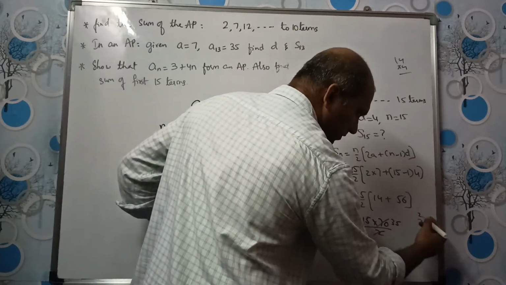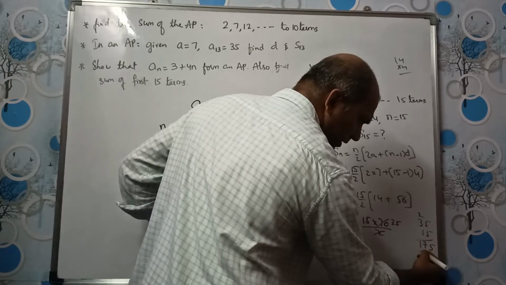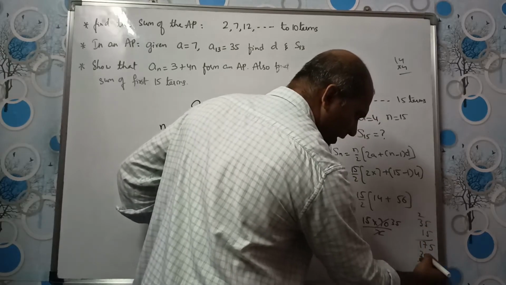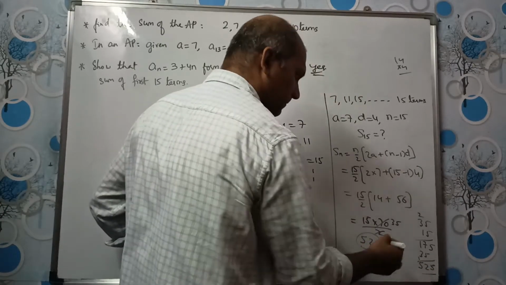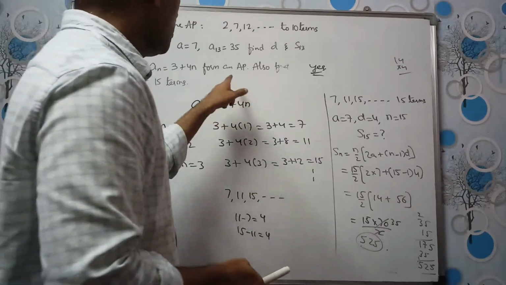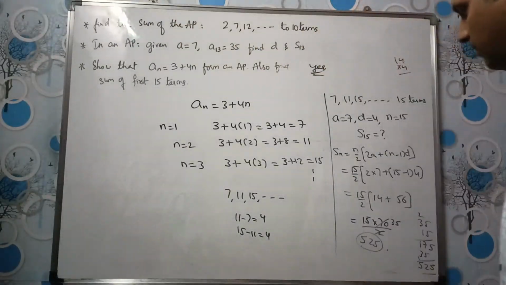5 5s are 25, and so on, this gives 525. Okay. So the sum of 15 terms is 525. We'll do 2 more problems and we'll end this video.